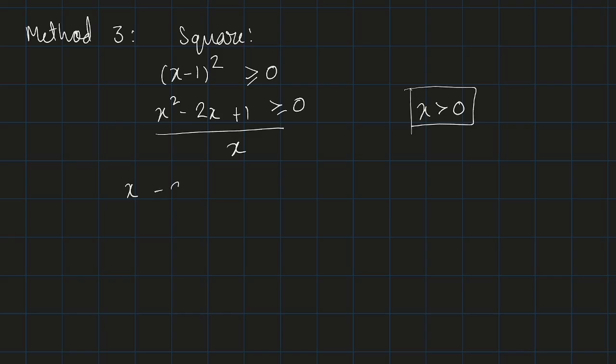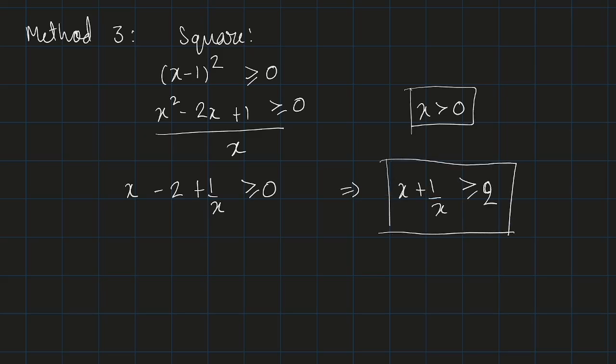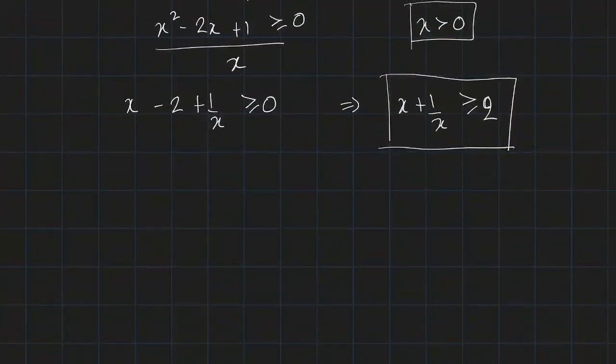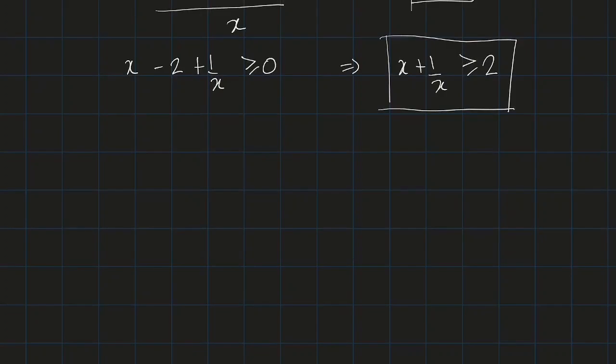So what happens then? I get x minus 2 plus 1 over x is greater than or equal to 0. That is just x plus 1 over x is greater than or equal to 2. So that is what we have. What we have is a minimal situation. We have found when the minima exist. And now let's see a very simple application of this.